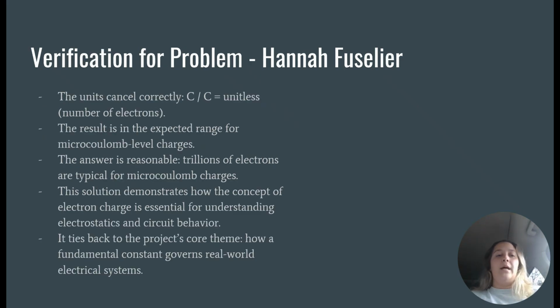Verification for the problem. The units cancel correctly, coulombs over coulombs, giving a unitless number of electrons. This results in the expected range for microcoulomb-level charges. The answer is reasonable. Trillions of electrons are typical for microcoulomb charges. This solution demonstrates how the concept of electron charge is essential for understanding electrostatics and current behavior. It ties back to the project's core theme, how a fundamental constant governs a real-world electrical system.